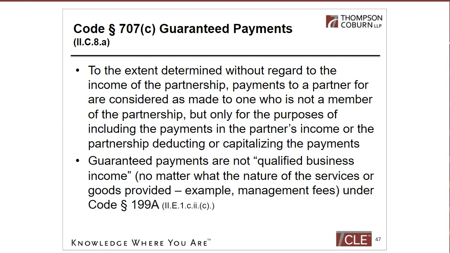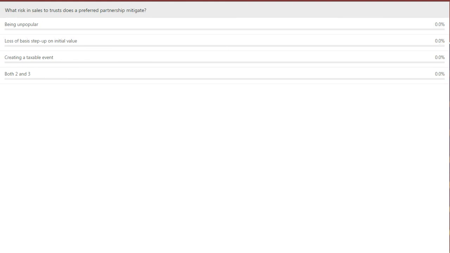This is something that I led ACTEC's comments on, and we wrote in and said we thought that was unfair, and the Treasury said, too bad, so sad, we're not giving it to you. Those are guaranteed payments. Guaranteed payments are never, ever, ever qualified business income. Okay.